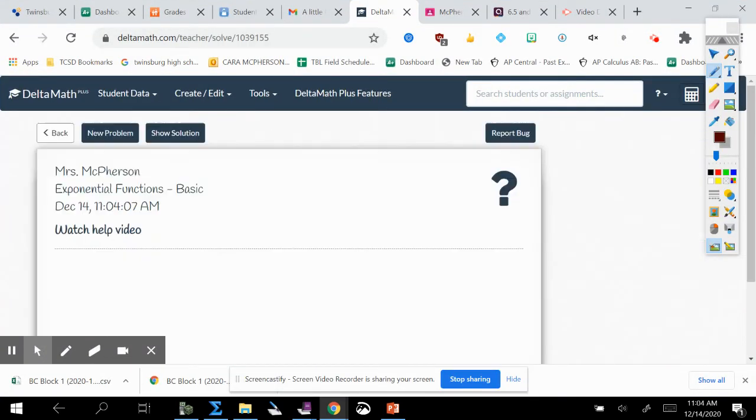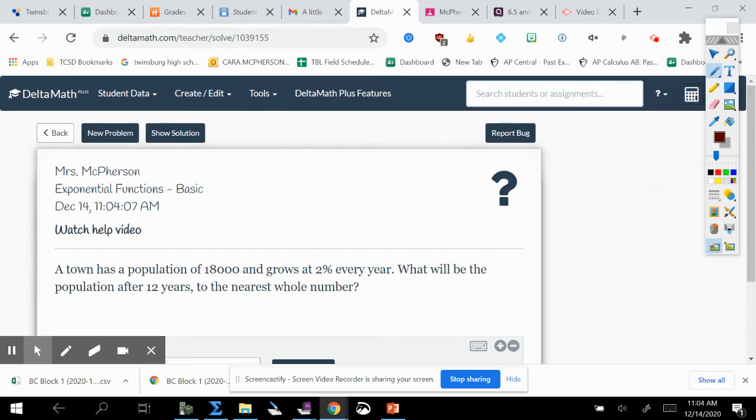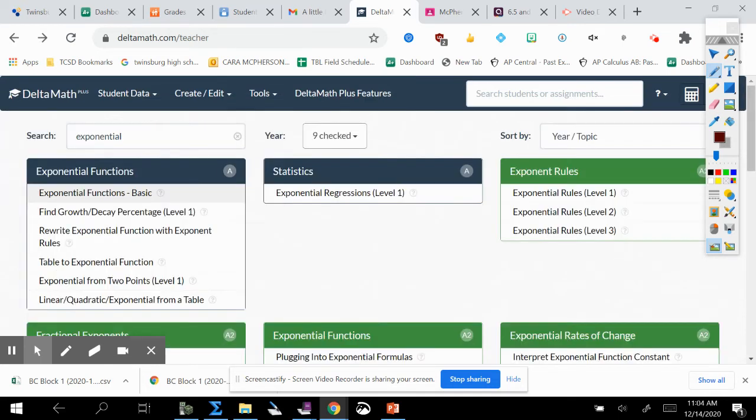What it's going to ask you to do on Delta Math, just to show you, is questions where it gives you something like this. We have a population, we tell you how much it's growing or decreasing, and we want to know what the population is after a certain number of years. You'll notice it tells you to round to the nearest whole number because you can't have part of a person.